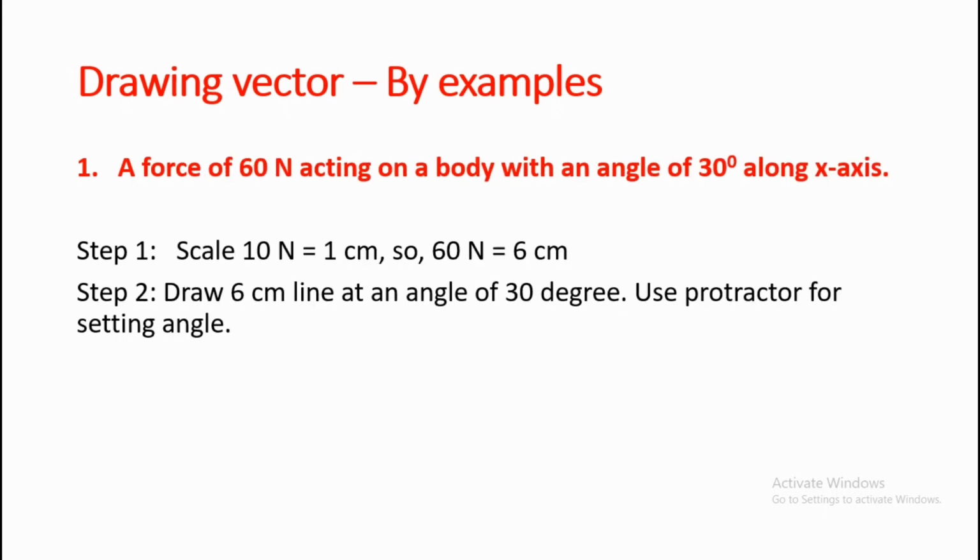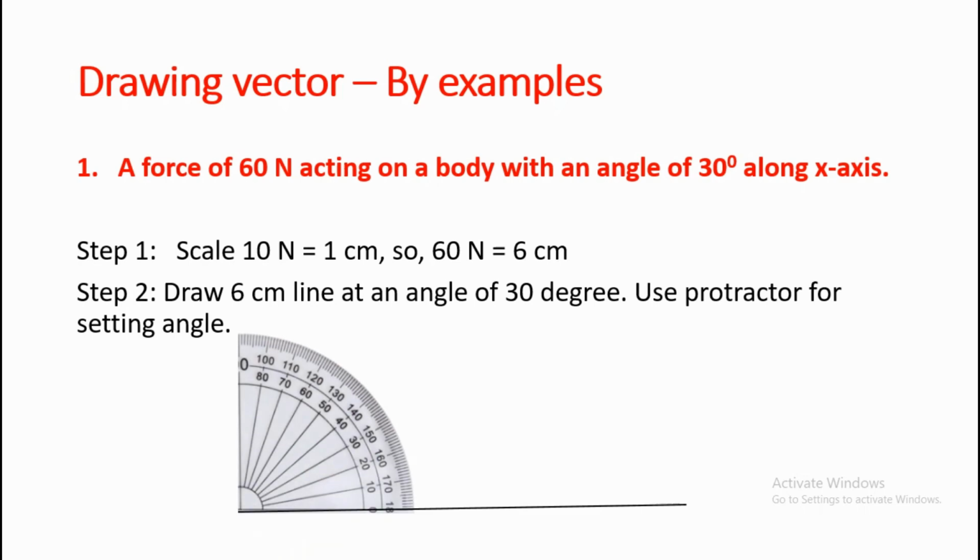Now consider another example. A force of 60 Newton acting on a body with an angle of 30 degrees along the x-axis. First step, make a scale. For instance, we take 10 Newton as 1 centimeter. Then 60 Newton will be equal to 6 centimeter. Now we draw 6 centimeter along the x-axis, which makes an angle of 30 degrees with the x-axis. So first we take the x-axis, then we put the protractor and we mark 30 degrees. Along that we draw the vector, which is 6 centimeter, and the angle is represented as 30 degrees.